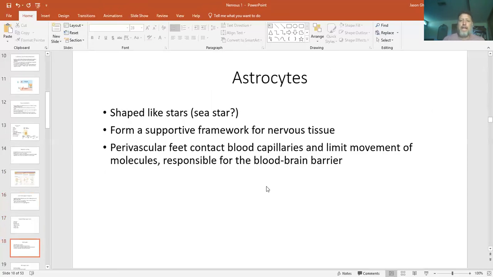Our first one is the astrocytes, shaped like stars. Somebody thought so when they named them. These give a supportive framework. They attach to the capillaries and form a blood-brain barrier, because blood doesn't actually touch the brain. Blood stays in the circulatory system. It doesn't actually leave the circulatory system. So this is just helping form that.